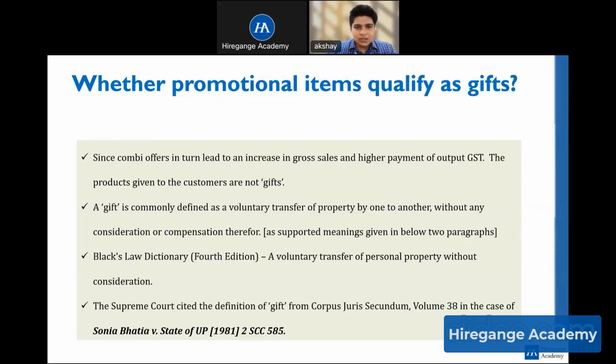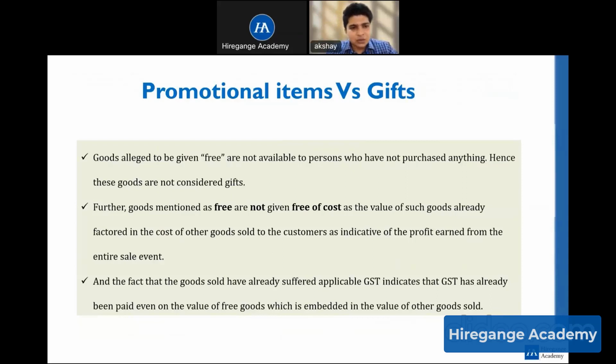So the sum and substance is that something that is given on a voluntary basis without consideration, without any expectation from another person. In these situations where goods are given on a promotional basis, there is always an expectation. First and foremost, there's a condition to obtaining that gift, and another thing is generally the cost of these gifts would be included in the other product. So wherever the goods are alleged to be given free, they are not available to the persons who have not purchased anything.